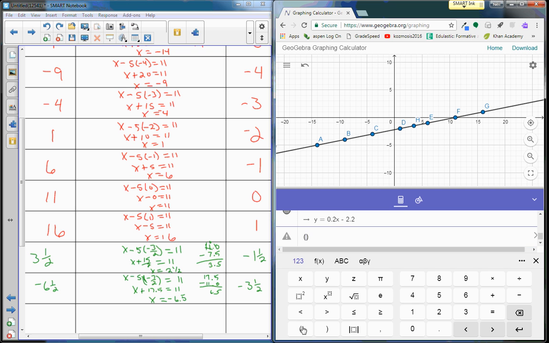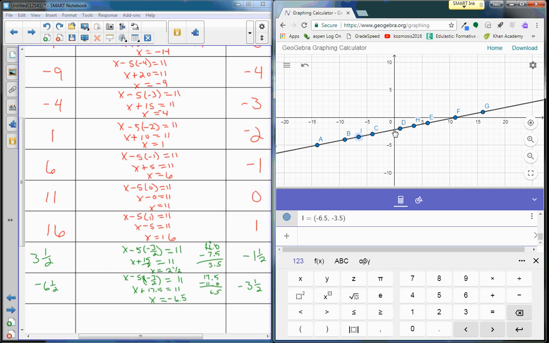Okay, I forgot to click here first. Let's do that again. So we're doing -6.5, comma, -3.5. Enter. And there it is, I right there. Okay? So you get the idea here.